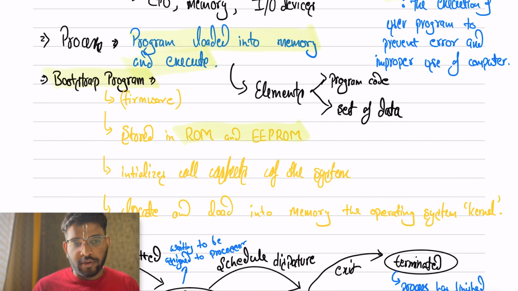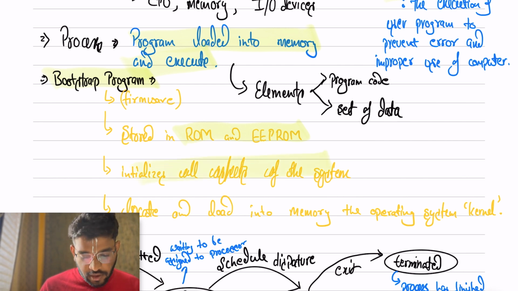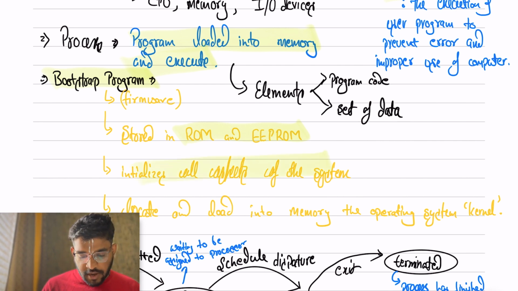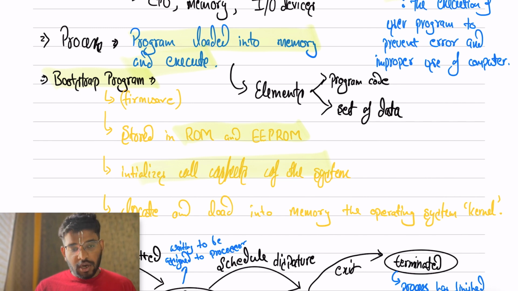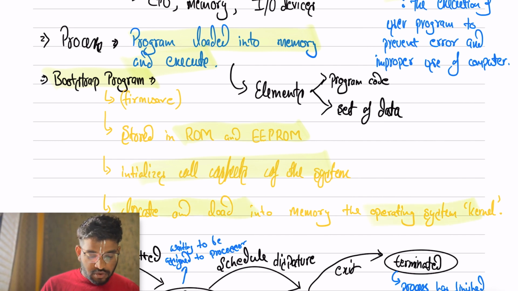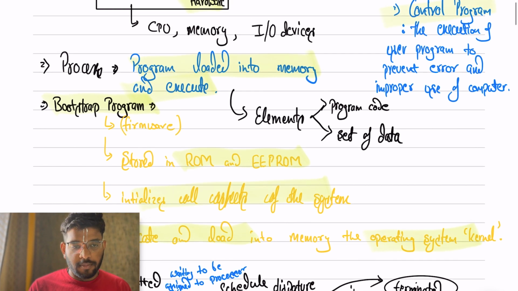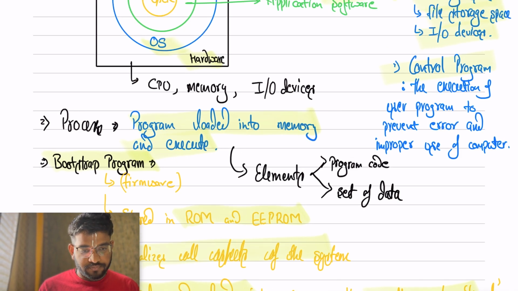New systems come with two different firmwares, so you can switch between BIOSes. It initializes all the aspects of the system, and it locates and loads the very first instruction to be executed by the operating system into memory. So the most important function of a bootstrap program is to locate and load the operating system, the very first instruction executed by the operating system, into memory for execution.